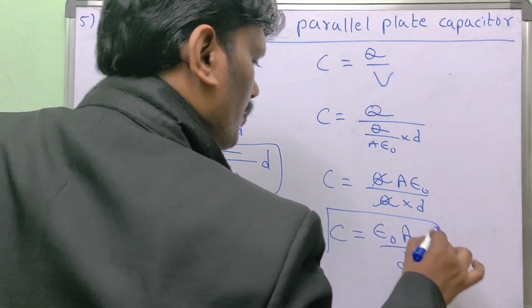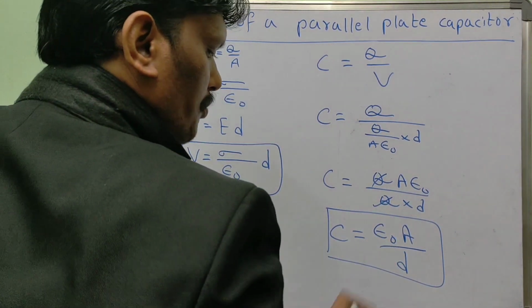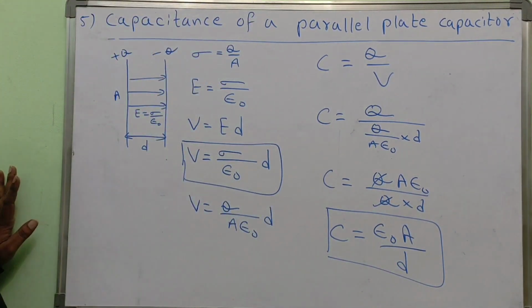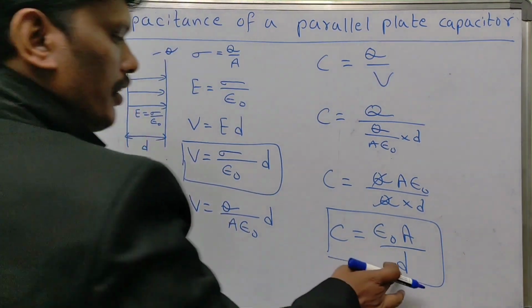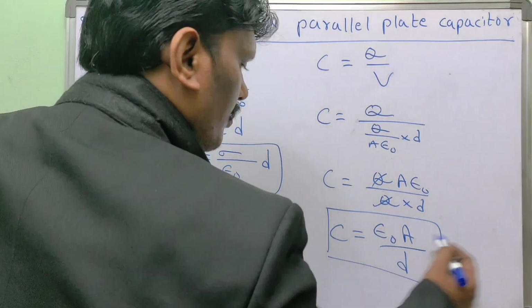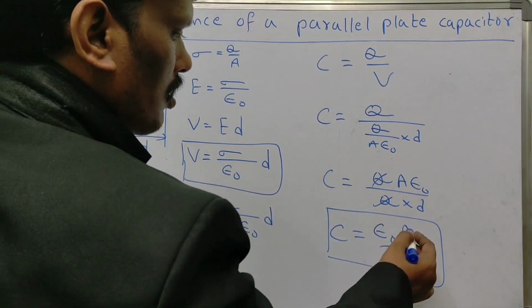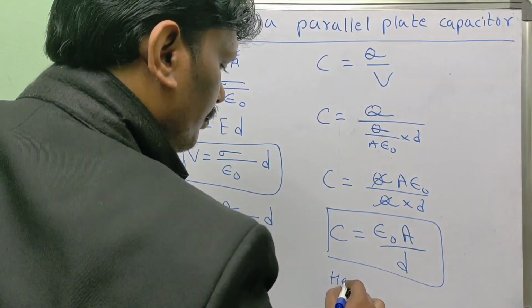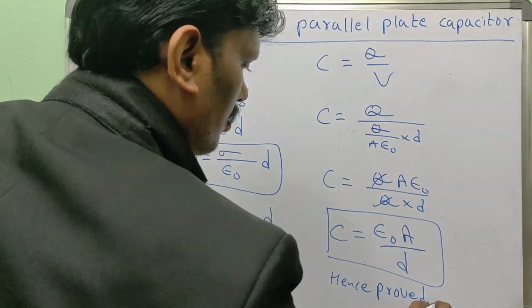So what is the capacitance formula? Epsilon naught A by D, where epsilon naught is the permittivity of the medium, A is the area of the plate, and D is the separation between the plates. So this is the formula for capacitance of a parallel plate capacitor. C is equal to epsilon naught A by D. Hence proved. Note down.